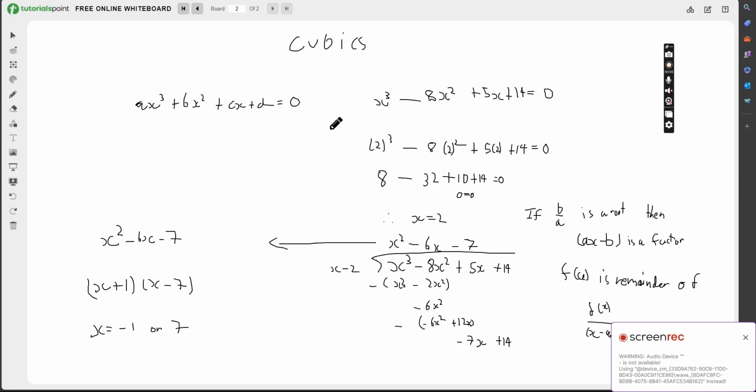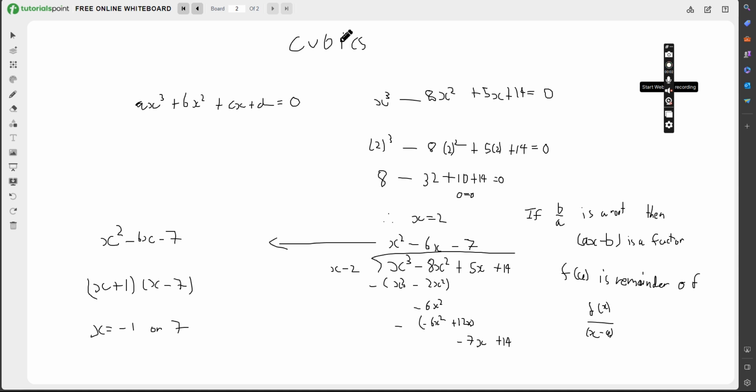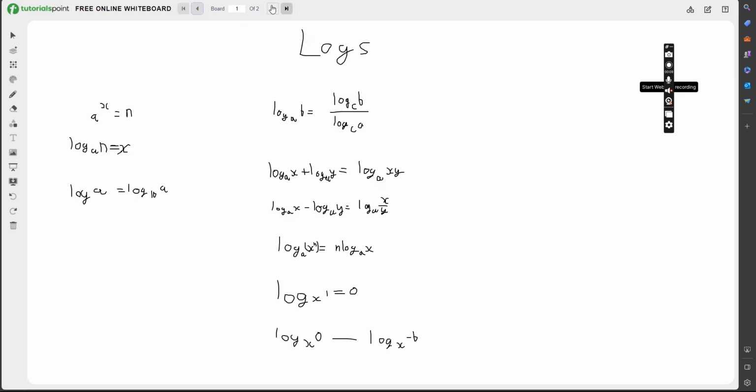Okay, hello. Today I'm quickly going to start going over the further maths curriculum for the Edexcel IGCSE board. Today I'm going to do cubics, and then I'm going to do logarithms.